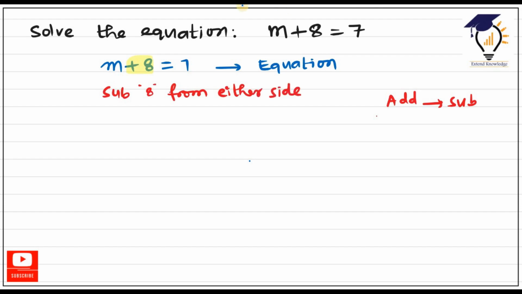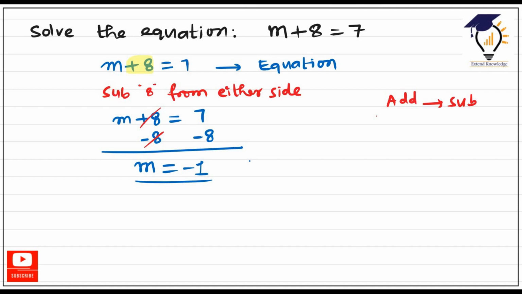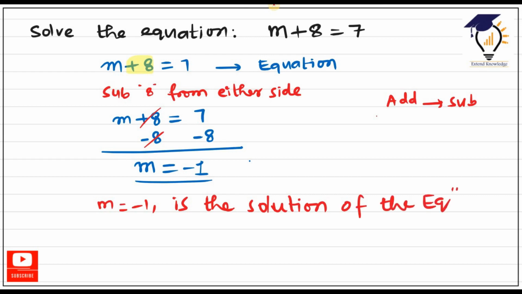So m plus 8 is equal to 7 changes to subtracting 8 on both sides. Positive 8 and negative 8 give us 0, or nothing. So m remains on the left hand side, and on the other side 7 minus 8 is negative 1. So m is equal to negative 1 is the solution of the equation. This is how we solve using addition and subtraction properties.